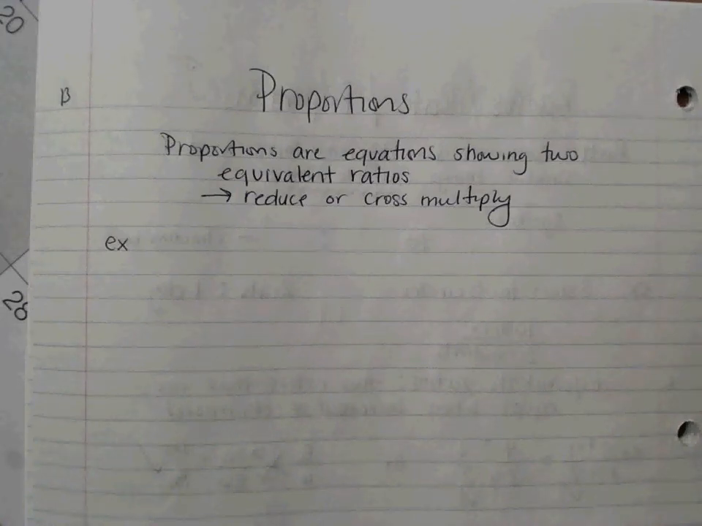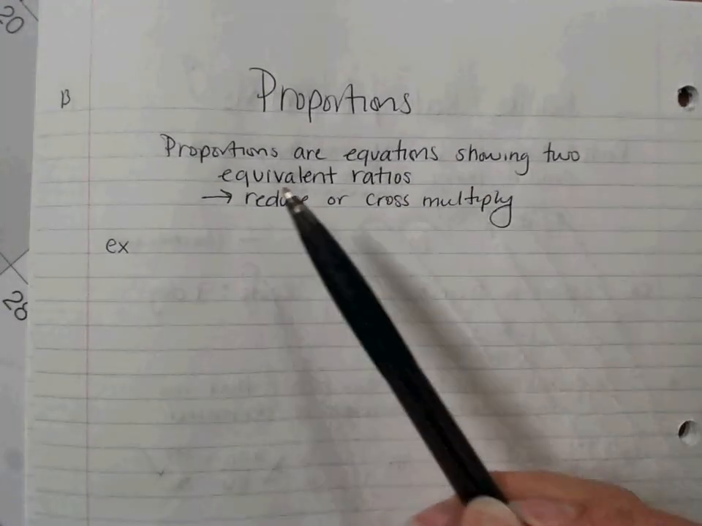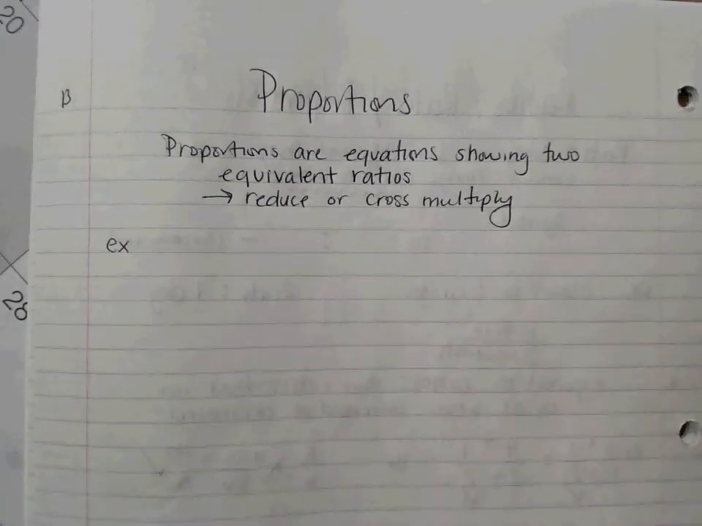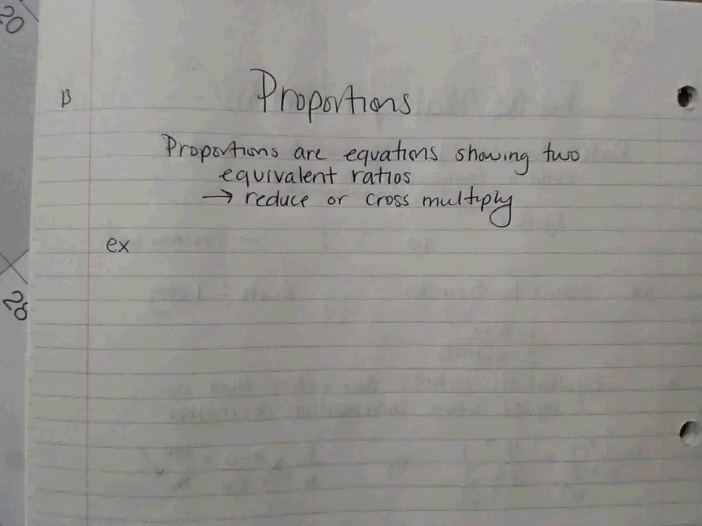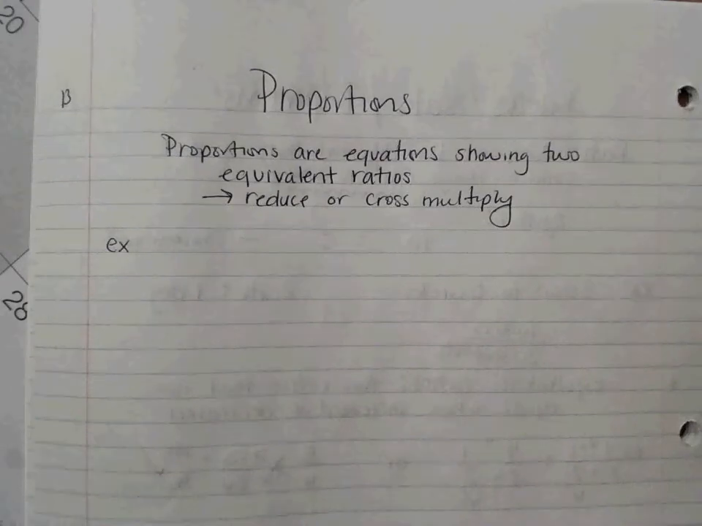Hey guys, today we're going to talk about proportions. Proportions are equations that show two equivalent ratios. So we talked about ratios before and they're comparing two things. Proportions are going to be where we're basically working with equivalent ratios to see if they are equal to each other or not. Sometimes you're going to see variables here though. So when we talk about proportions, we either reduce to figure out what we're working with, or we cross multiply.